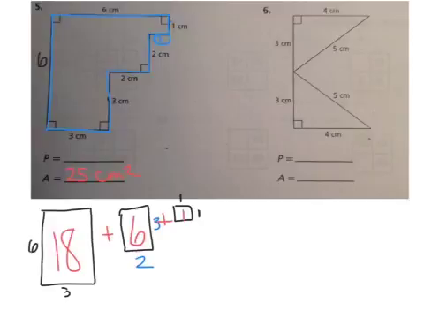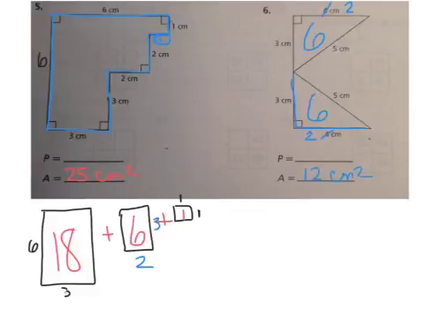For number 6, there's 2 different ways that we can do this. We can either find the area of each triangle separately, which remember is taking half of the base times the height, which means this one is 6, half of the base times the height, which is 6. So my area is 12 centimeters squared.